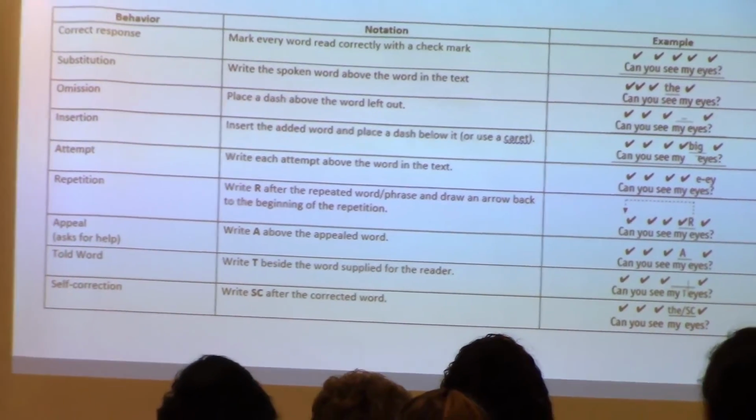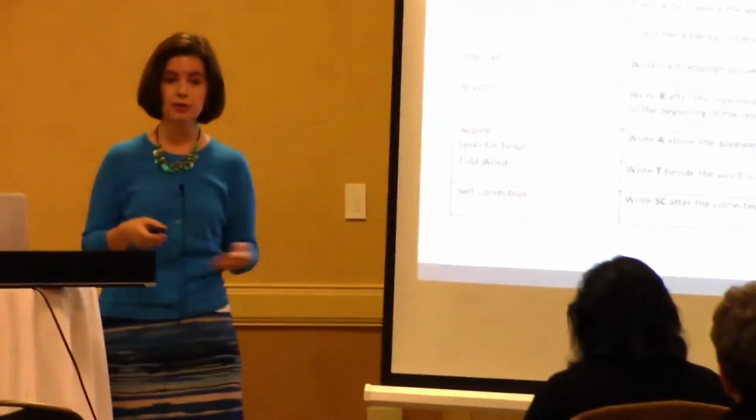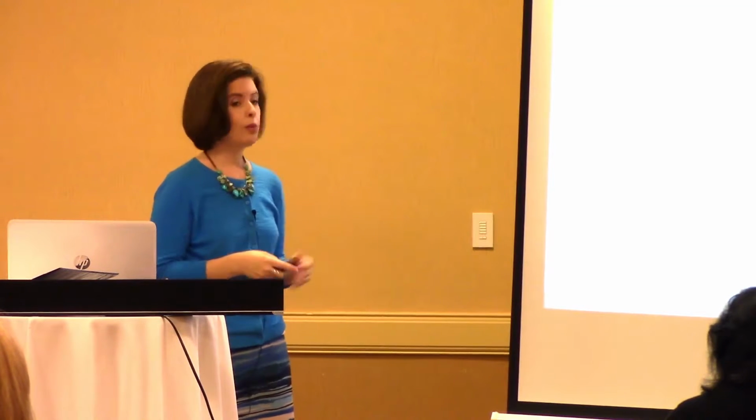The first one is correct response. If the student has a correct response, we're just going to put a little check mark over that word, okay? Just a little tally mark. If the student makes a substitution when they read, we want to record that. The way we record it is you can look over there where it says, "Can you see my eyes?" They said "the." And so over "see," we're going to write the word "the." A substitution is where they substitute a different word than the one in the text, and we want to make a record of that.